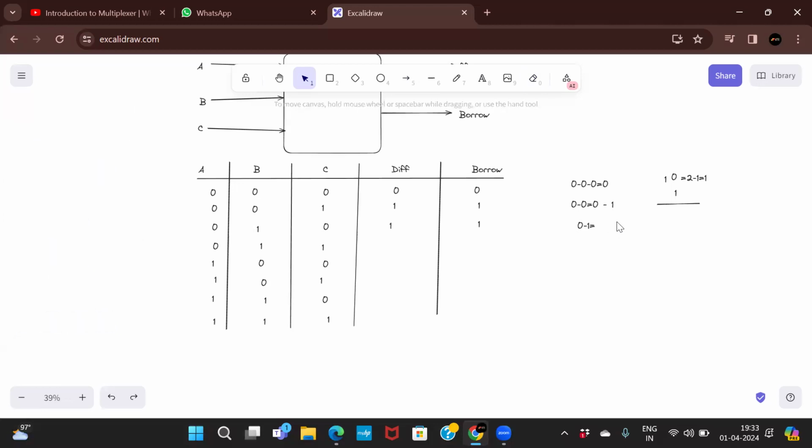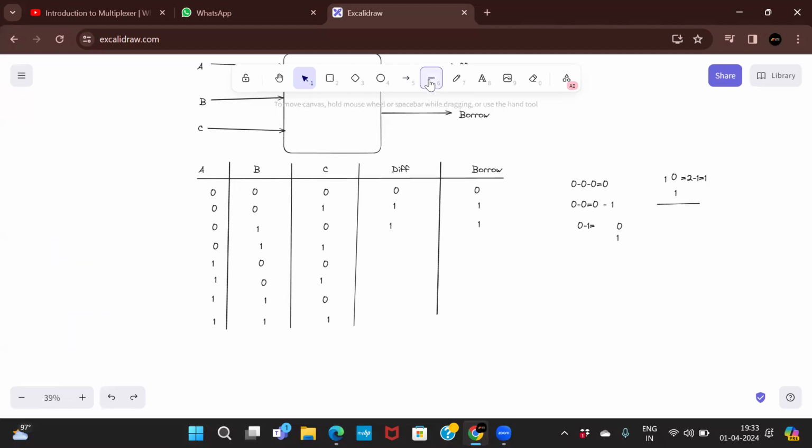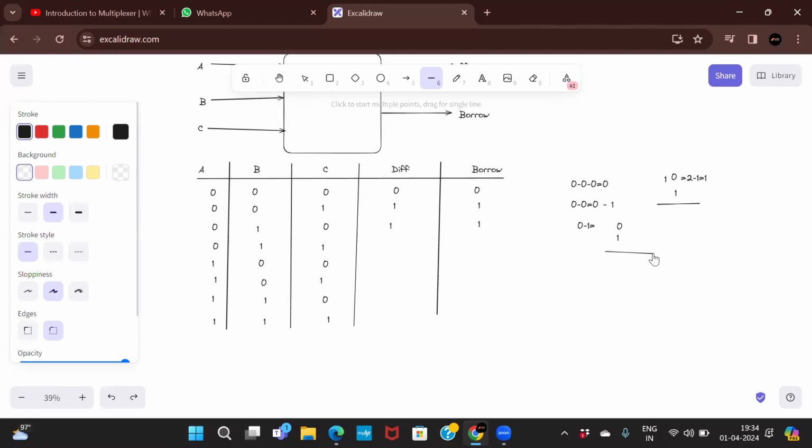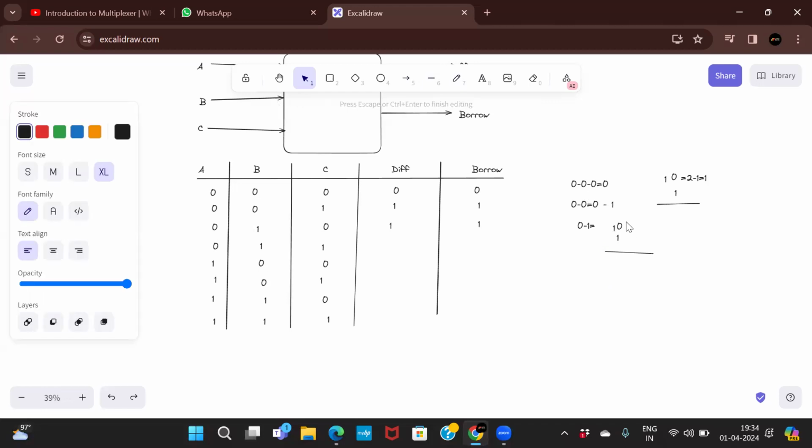Just consider here 0 minus 1. We can't do it, right? So take one borrow. I'm taking one borrow here. So 1 0 will now become 2 in decimal form. And what we have is 1, so the answer will be 1. So the difference will become 1 and the borrow will become 1.